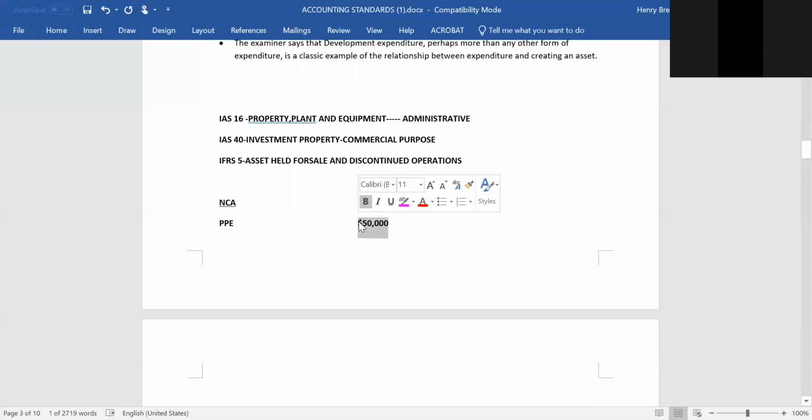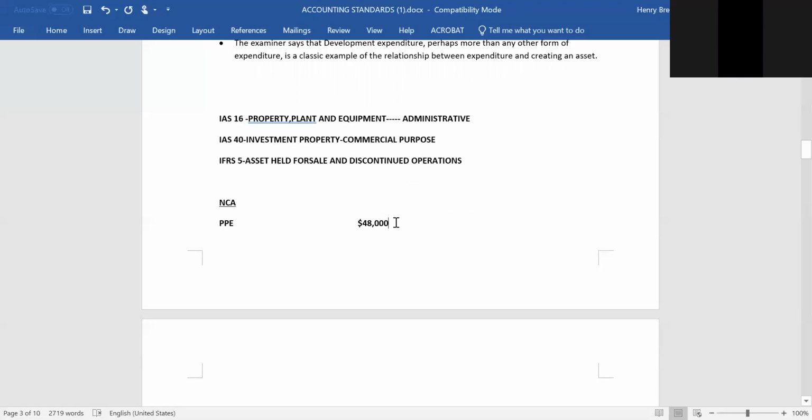Use it for what? Rental or for commercial purpose. Then from that day, I cannot recognize this 2,000 as a PPE any longer. Instead, just beneath the non-current asset, I am going to give that 2,000 the name investment property. Then in that regard, the PPE will not be 50,000. It will change from 50,000 to 48,000.